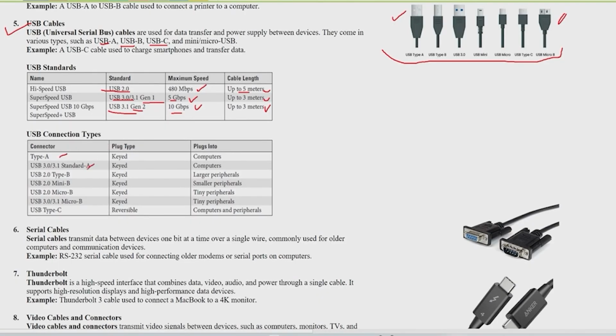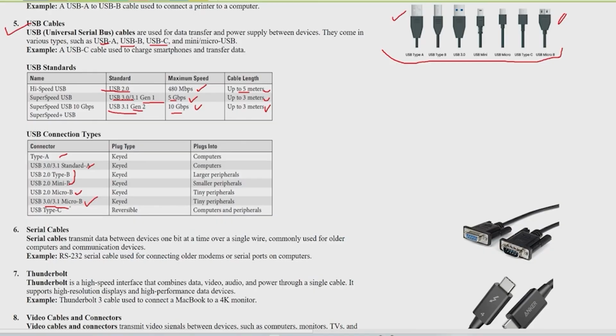USB connection types will be A, standard B. 2.0 will be using mini type and B type. We already know the types. And micro also can be 2.0. 3.0 will be only using micro B. There is no micro A or type B we cannot use with 3.0.